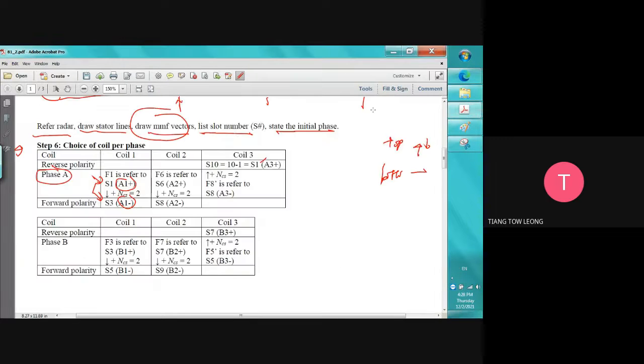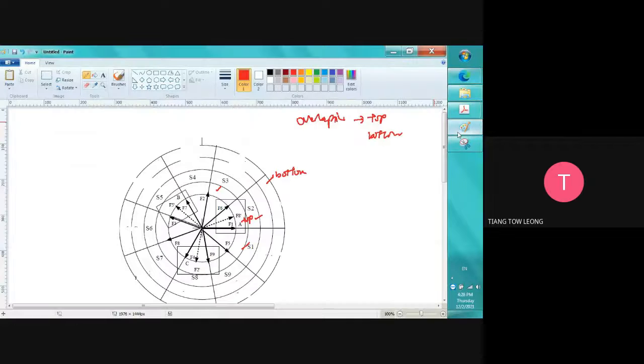So now this one is A1 plus and A1 minus, S1 to S3. So A1 plus we put here first, A1 plus. Then it must start from bottom, then to the top, A1 minus. Understand or not this one? Understand or not?